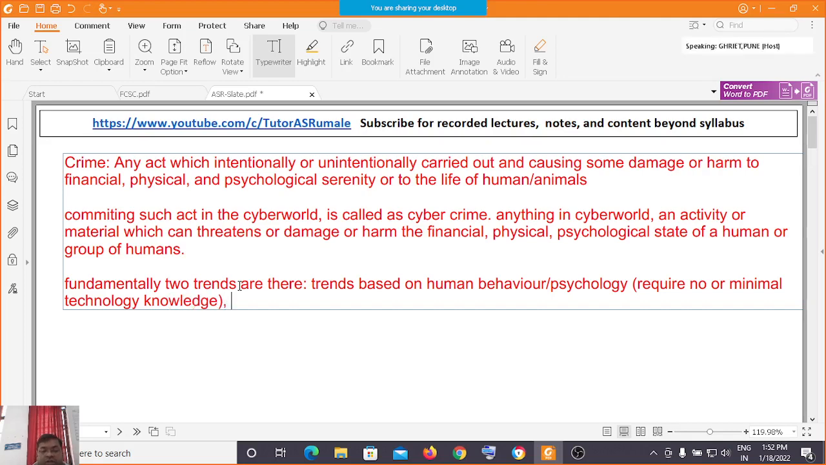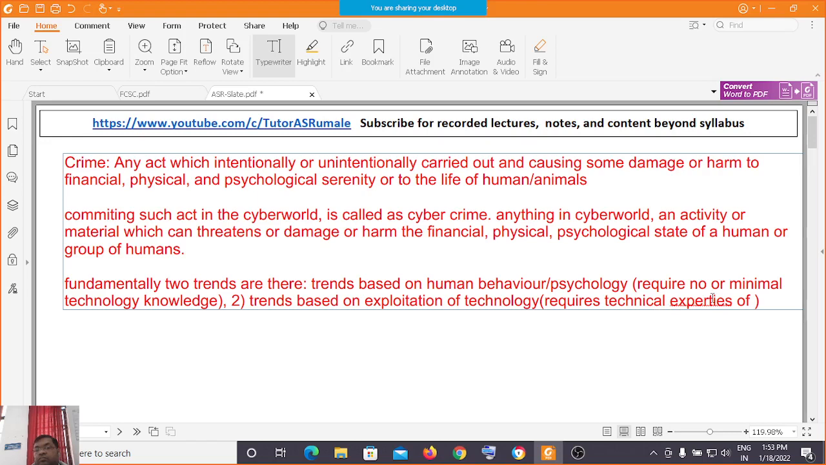Another trend, the second, is what we call trends based on exploitation of technology. These require technical expertise of a certain level. Certain level means you require a minimum knowledge of that particular technology, and only then can you use these things. So we are going to see these two trends now.